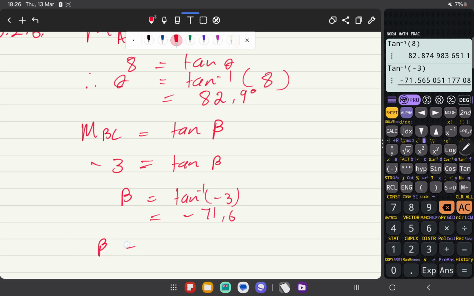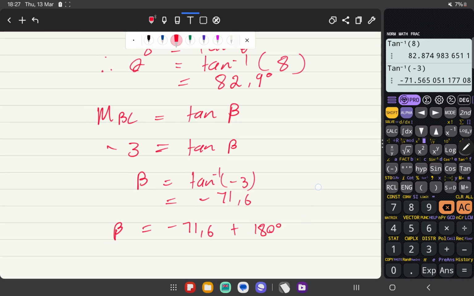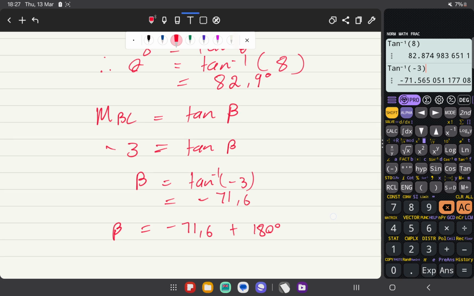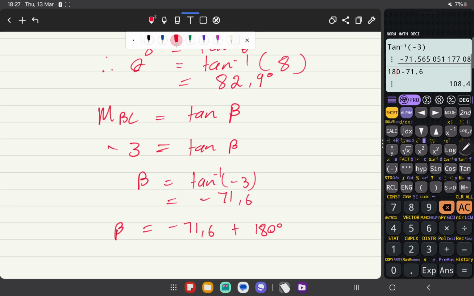So your beta is going to be your negative angle, which is -71.6, and we're going to add 180 degrees to get the equivalent angle. So 180 - 71.6. I meant to say 180. So I am getting 108.4 degrees.